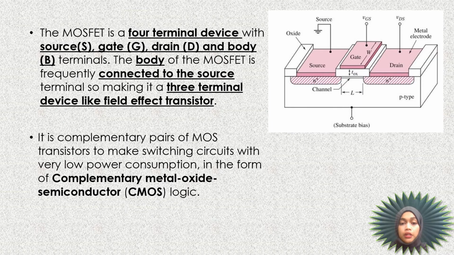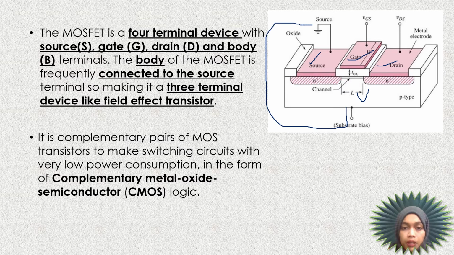MOSFET is a four-terminal device with source, gate, drain, and body terminals. The body is always connected to the source terminal, making it a three-terminal device like a field effect transistor. Since they can be made of either P-type or N-type semiconductor, a complementary pair of MOS transistors can be used to make switching circuits with very low power consumption, in the form of complementary metal oxide semiconductor, CMOS logic.